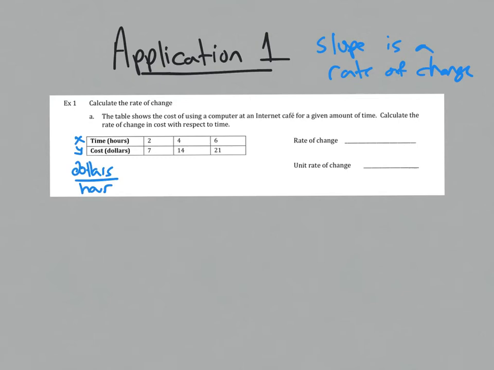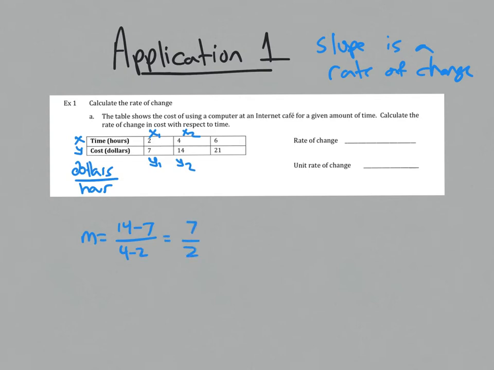Okay, so to do that, we're going to treat this the same way. So this is y1 and y2. This is x1 and x2. Okay, and so let's do my slope again. M equals 14 minus 7 over 4 minus 2, which is 7 over 2.